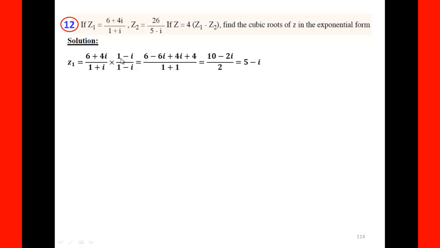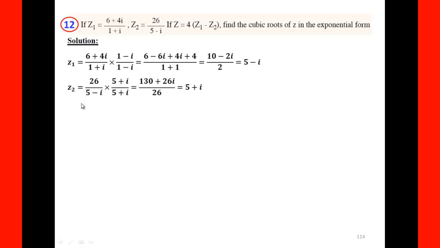6 multiplied by 1 equals 6. 6 multiplied by negative i equals negative 6i. 4i multiplied by 1 equals 4i. 4i multiplied by negative i equals positive 4, as i multiplied by i equals negative 1, so the result will be positive 4. 6 plus 4 equals 10. Negative 6i plus 4i equals negative 2i, all over 2. 10 divided by 2 equals 5. Negative 2i divided by 2 equals negative i.